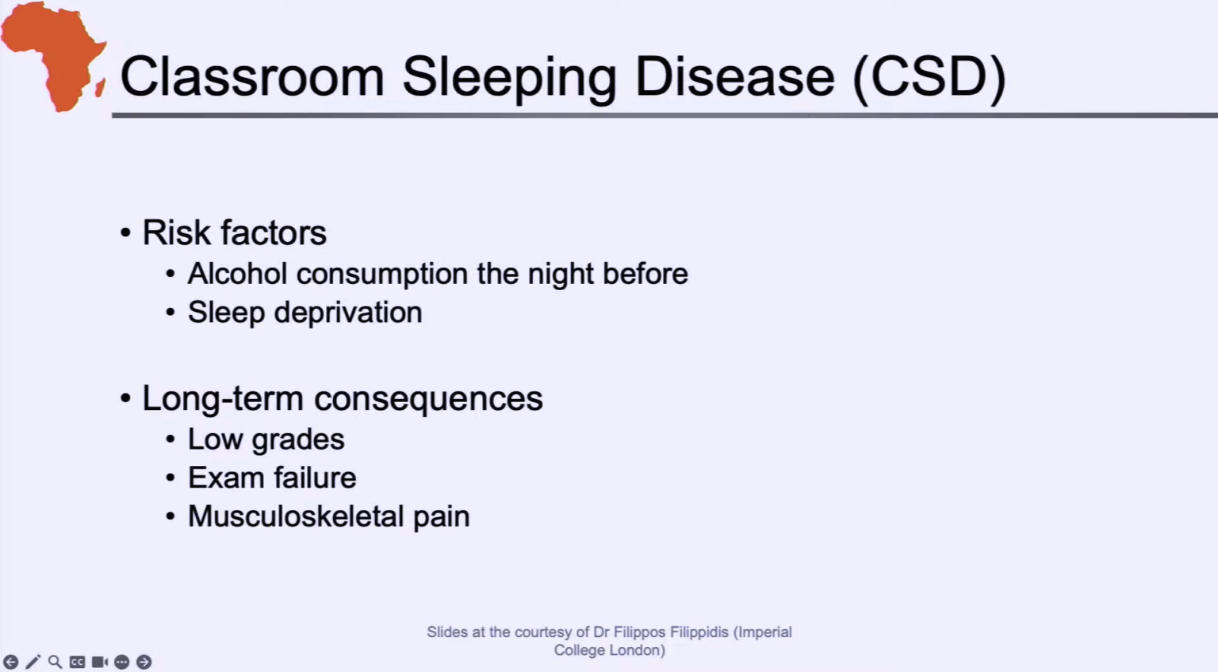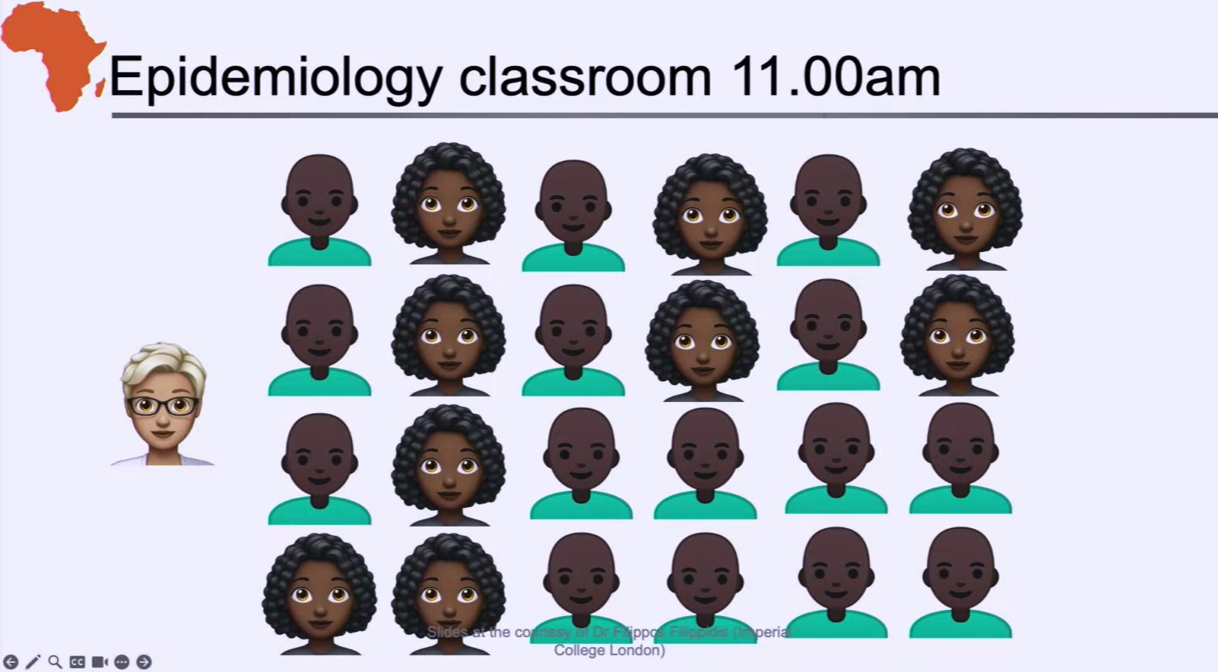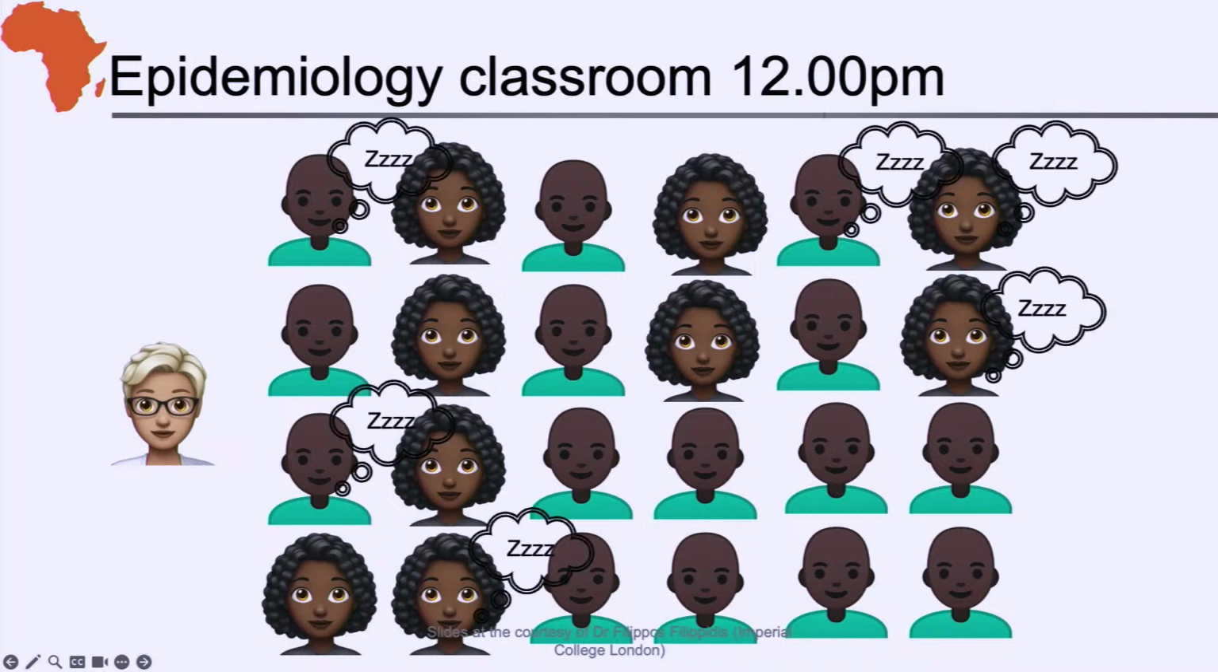Common risk factors leading to CSD are alcohol consumption before, Sunday blues and sleep deprivation. But that can lead to long-term consequences such as low grades, exam failure, and musculoskeletal pain. So this is all fictitious, just to remind you. But as a good example, at the moment, 11 a.m. in this epidemiology class, everyone is awake. But at 12 p.m., so we're looking forward, 6 people are sleeping.